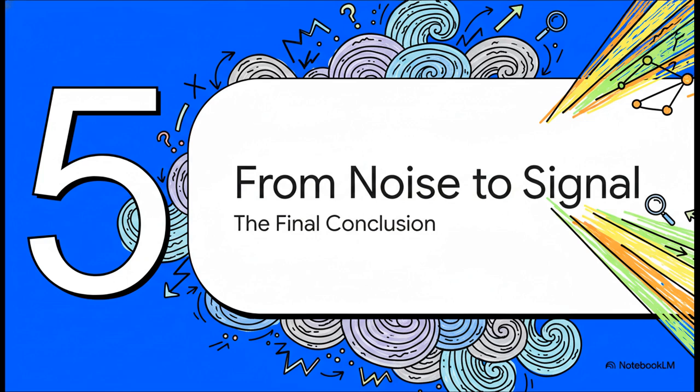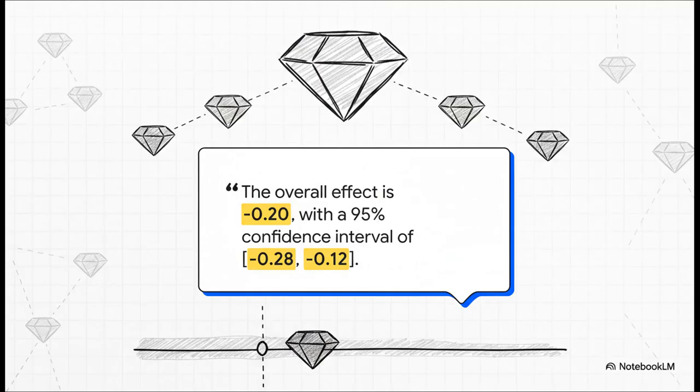Okay, so where does all of this leave us? We've waded through a bunch of conflicting results, we've put a number on their disagreement, we've used the right kind of statistical model, and we even investigated some potential reasons for the conflict. We've gone from noise to signal. And here it is, the overall diamond for all the studies combined. This is our bottom line.